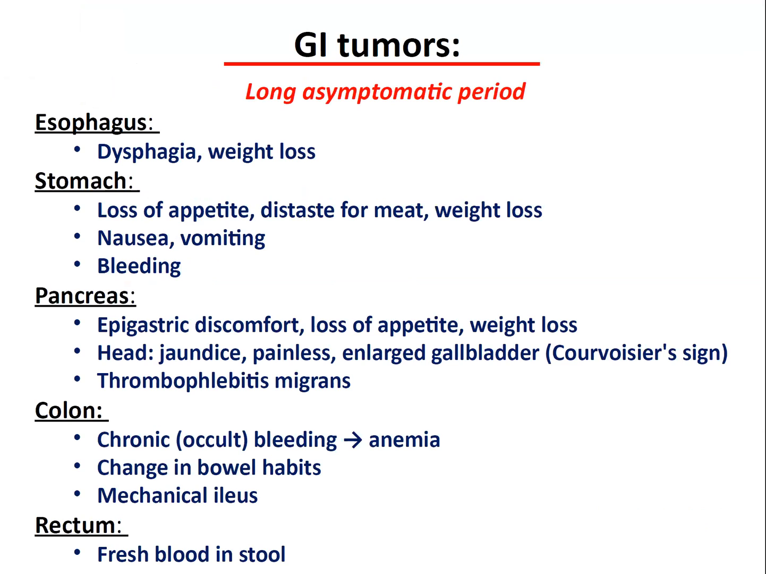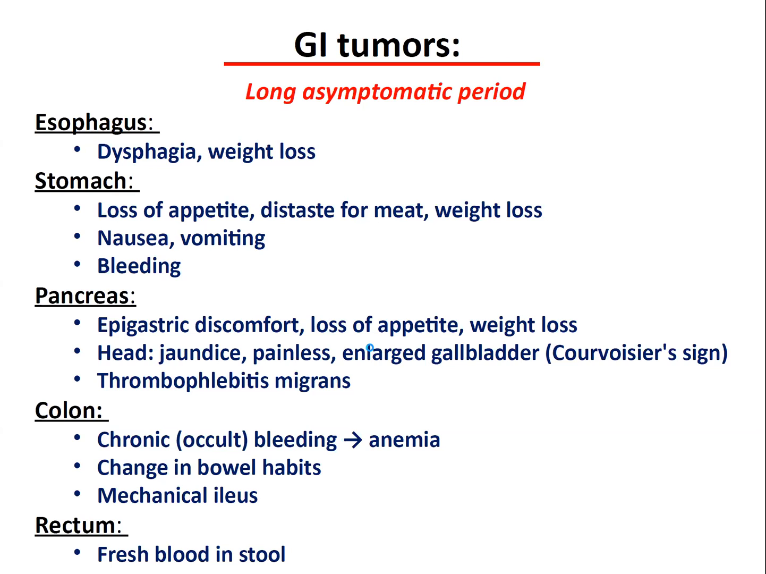The GI tumor is another important aspect of the GI tract, especially because of the long asymptomatic period before it manifests. In the esophagus, it is usually associated with dysphagia or weight loss. If you have this tumor in the stomach, there is loss of appetite, distaste for meat, weight loss, nausea, vomiting, bleeding. In the pancreas, epigastric discomfort, loss of appetite, weight loss.